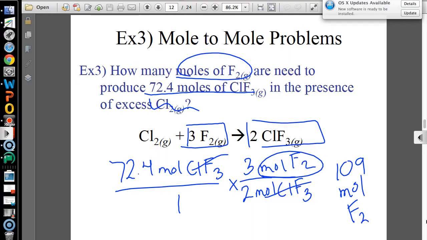So take a look at my sig fig. I started with 3. The conversion factor is infinite, so I'm going to end with 3. Again, when you have that excess, that's something that you can just kind of not worry too much about.